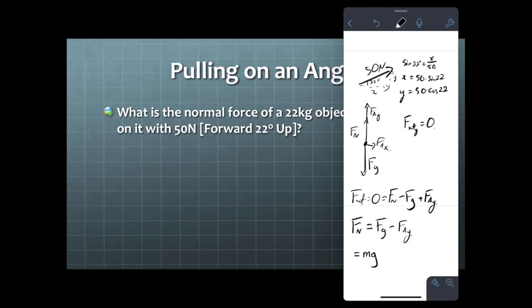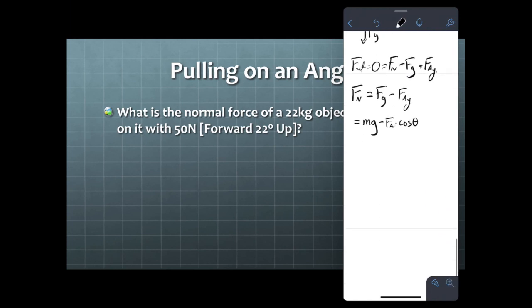Here, the force of gravity is equal to mg, and the y component of the applied force is equal to the applied force times cosine theta. Using this information, we can find that the normal force is equal to 22 times 9.8 minus 50 times cosine 22. So this is equal to 169.2408 newtons, or with sig figs, this is equal to 1.7 times 10 to the 2 newtons.